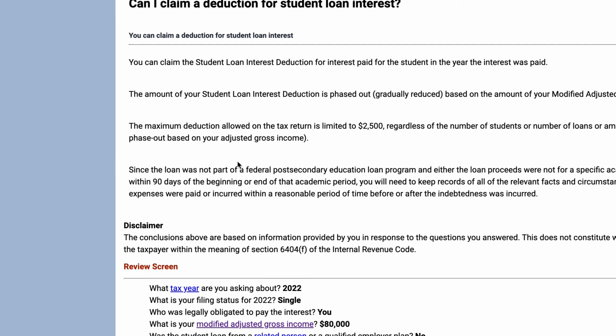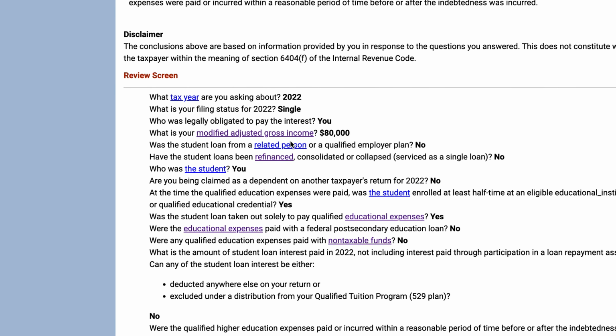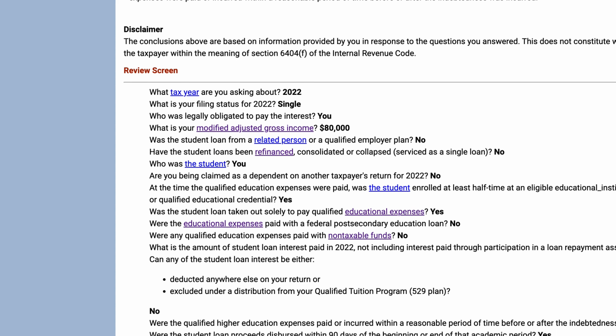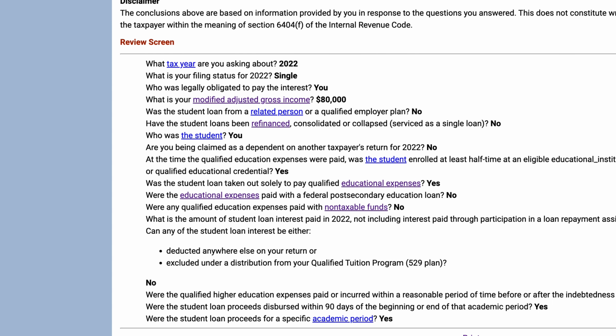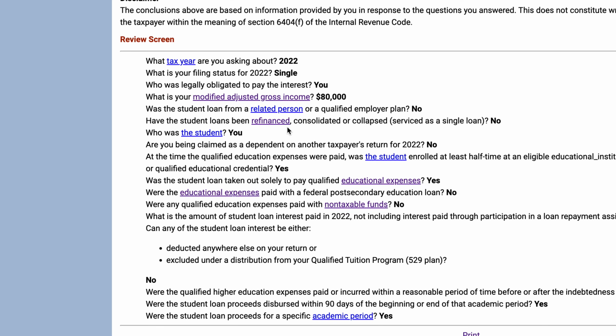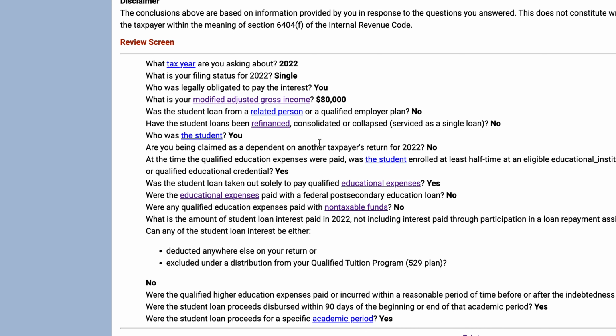But because it wasn't part of a post-secondary education loan program, if they weren't dispersed within 90 days, if they weren't for a specific period, you'll need to keep all of your records. You really should keep all of your records anyway, just in case. Speaking of records, what you should do, in addition to all of the above, is take a close look at the review screen. And you can see at the very bottom, there's a print button. You can print this. What I would encourage everyone to do that's using this tool to help make a decision is take a look at the review screen, print it out, and go over it line by line.